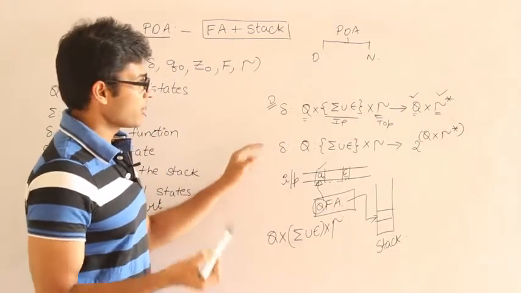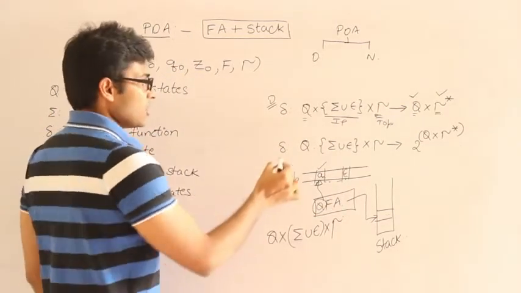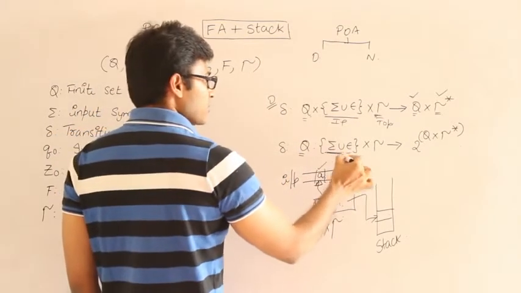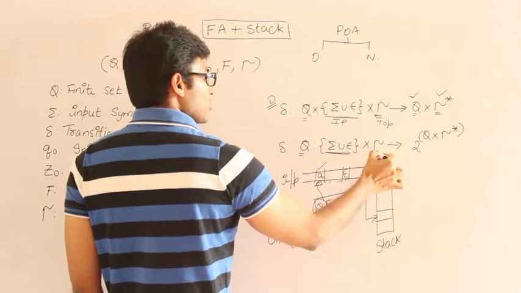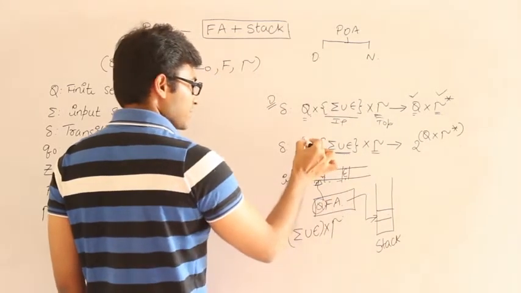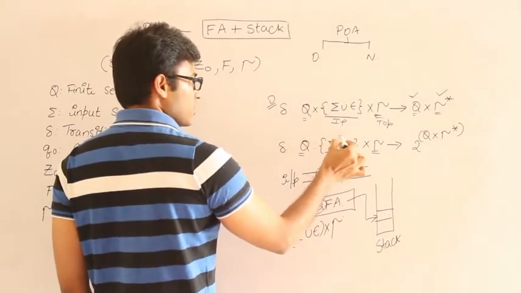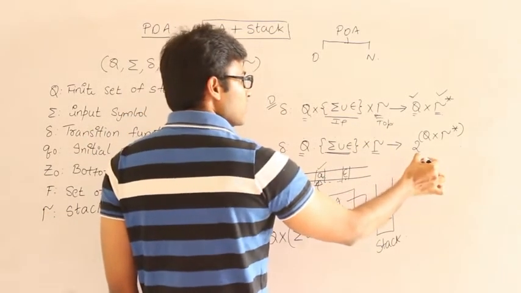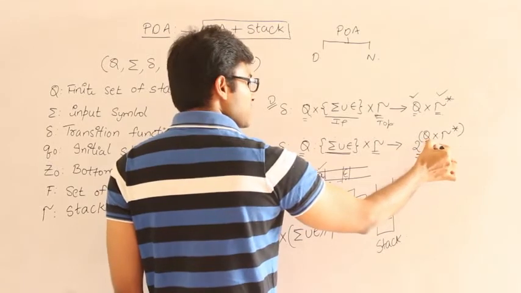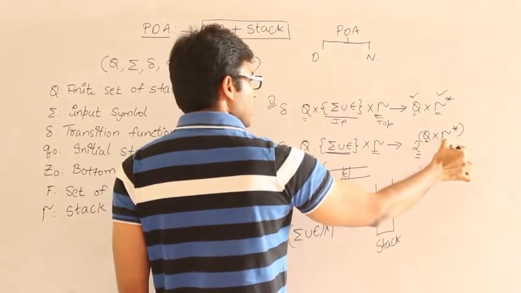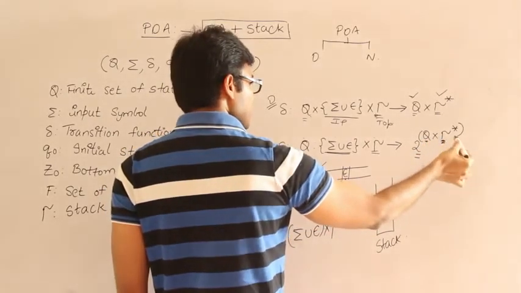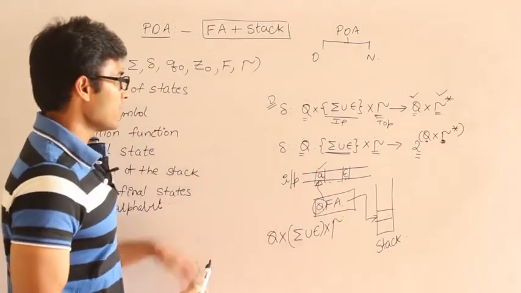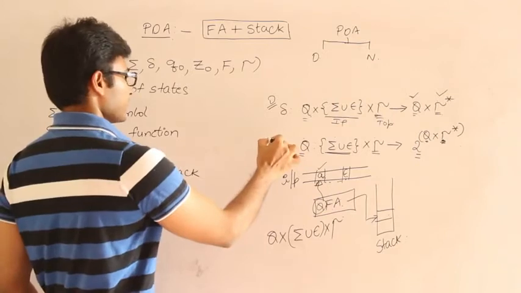Then the non-deterministic push-down automata is this: you will be in some state q, seeing some input, and there will be some top of the stack. If, in one state, on seeing some input and the top of the stack, you want to go to more than one state and push more than one symbol onto the top of the stack, then it is called non-determinism.